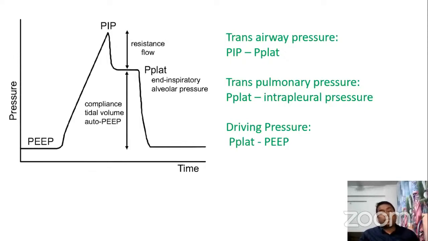Driving pressure is P plat minus PEEP, and it has been seen that increased driving pressure is associated with increased mortality in patients with ARDS.